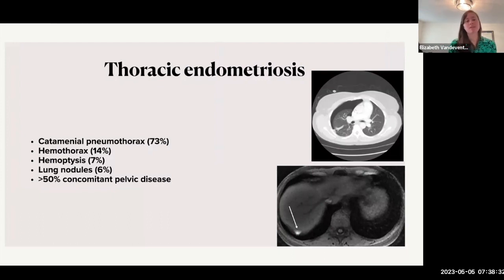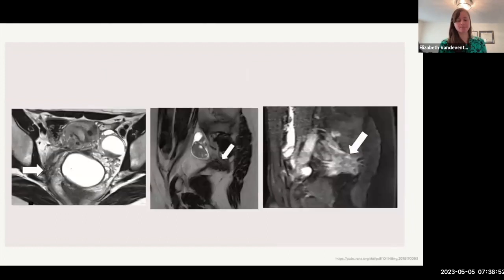Other presentations that can happen include hemothorax or hemoptysis, particularly depending on where the lesion is. If the lesion is not pleural, if the lesion is within the lung, hemoptysis might occur. That would also be how lung nodules would present. Over 50% of these patients are thought to also have pelvic disease. So it's not a common primary diagnosis.